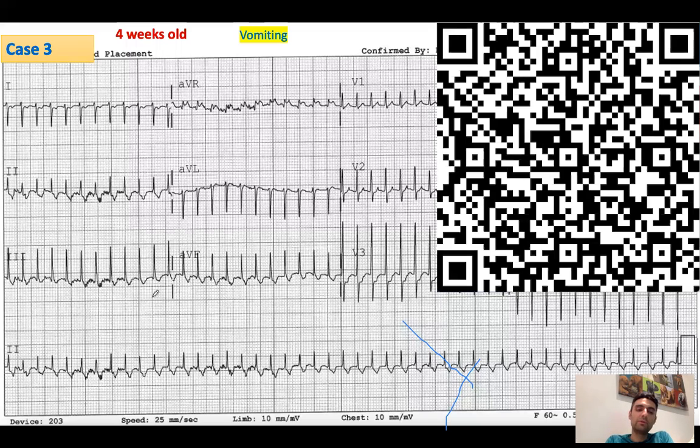A 4-week-old who came to the ER with frequent vomiting. Guys, everyone try to answer because we need more responses, okay? I'm answering with you.